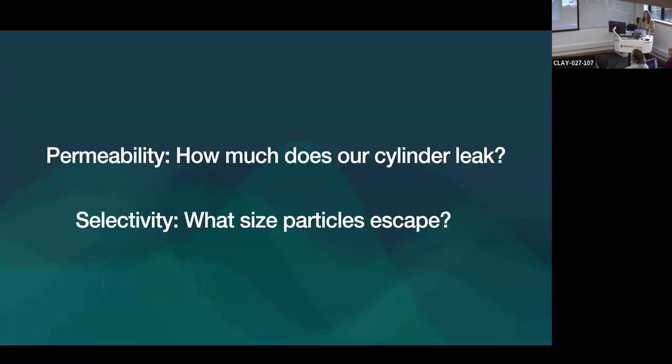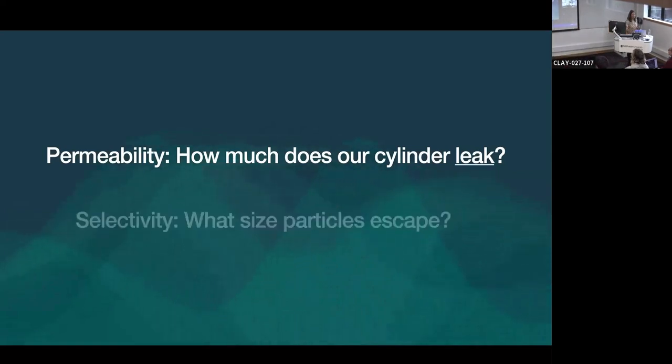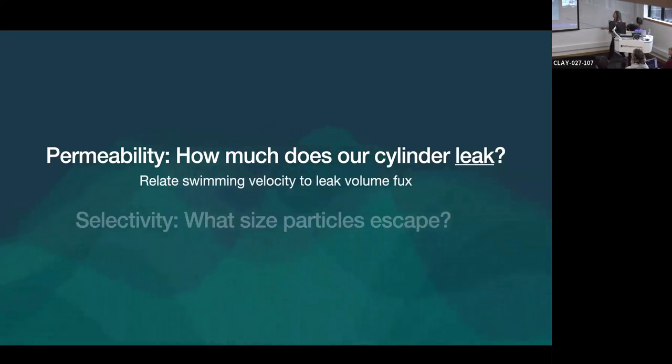All right. So there's two questions that we basically want to talk about when we're talking about filters. The first is the permeability, and the permeability is basically a question about how much does our cylinder leak. In general, you think about how much power is your pump putting out versus how much flux are you getting through your filter. In this case, the pump is the fact that the manta ray is swimming, right? So it's swimming. So that's the thing that's pumping fluid through the system, and then something is leaking out the sides. So what I really want is a relationship between my swimming velocity and the volume flux of the leakage out the gills of the manta. Okay.